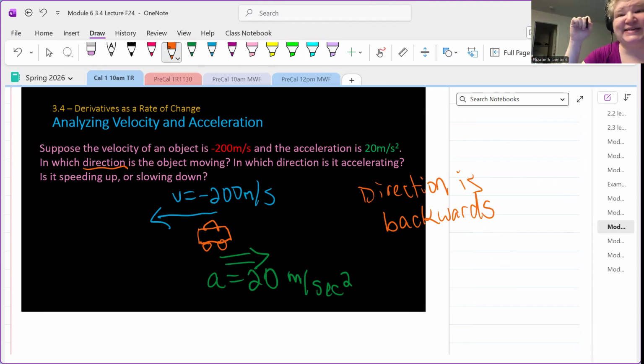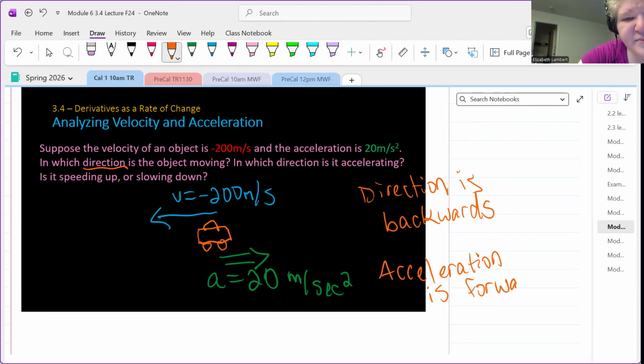Which direction is it accelerating? The acceleration is forwards. So now the question is: is this speeding up or is this slowing down?